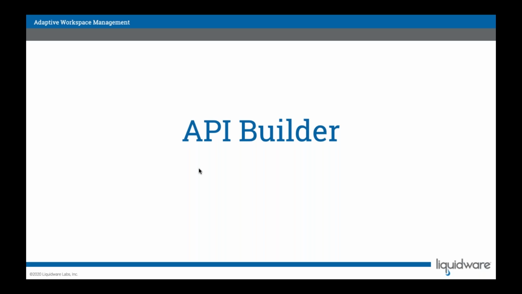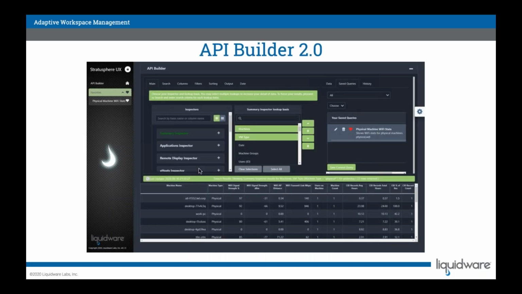API Builder. We've got a lot of customers using our API to pull out Stratusphere data, because there's a huge amount of data in Stratusphere and they want to get that into other platforms. So we've released a preview version of this. It will be in 6.15 of the API Builder 2.0.